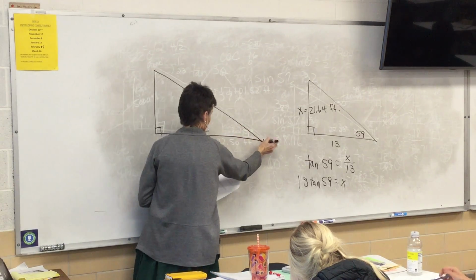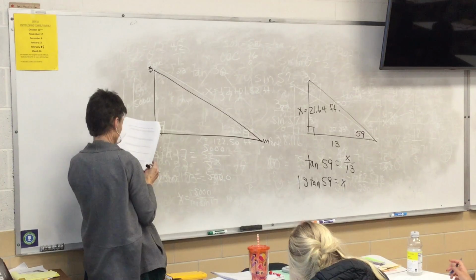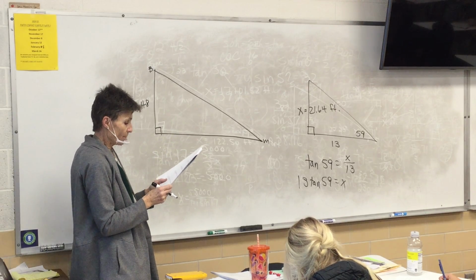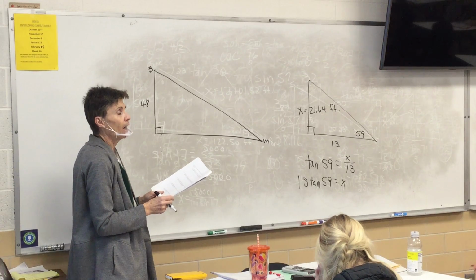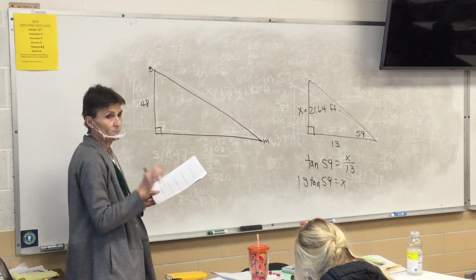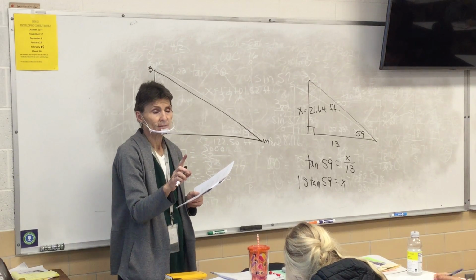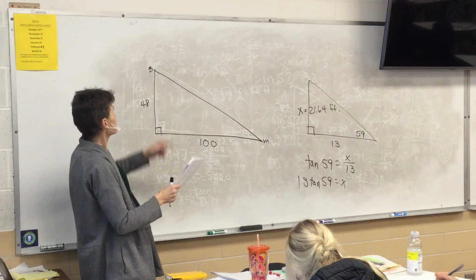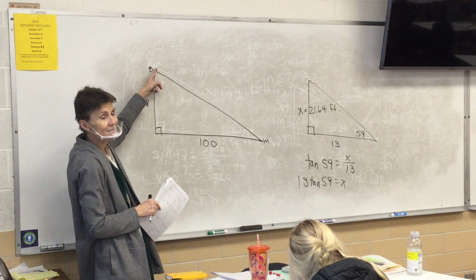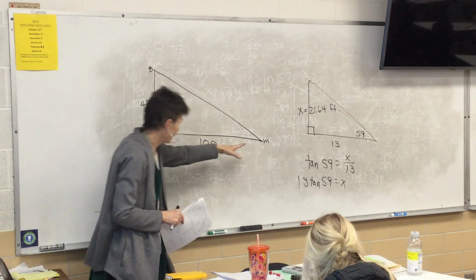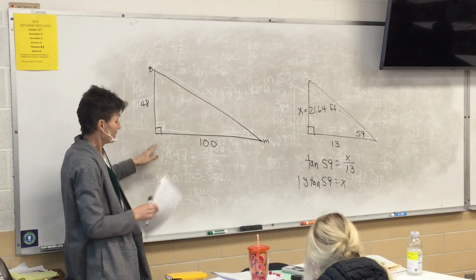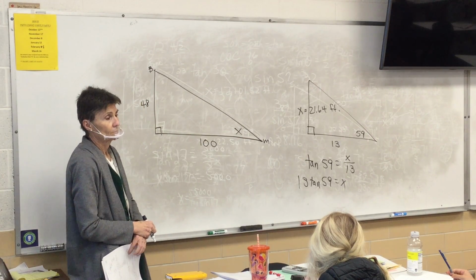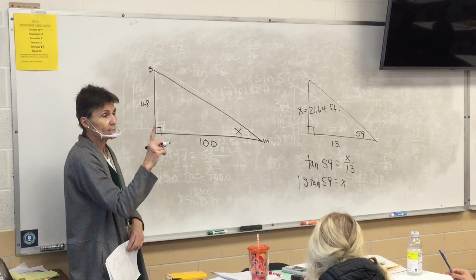Got a man looking at the top of a building that is 48 feet tall. The man is standing 100 feet from the building. Where does the 100 go? On the base. That's exactly right. Let's say there's an owl up here. He's not 100 feet from the owl. He's 100 feet from the building. And we want to know his angle of elevation.